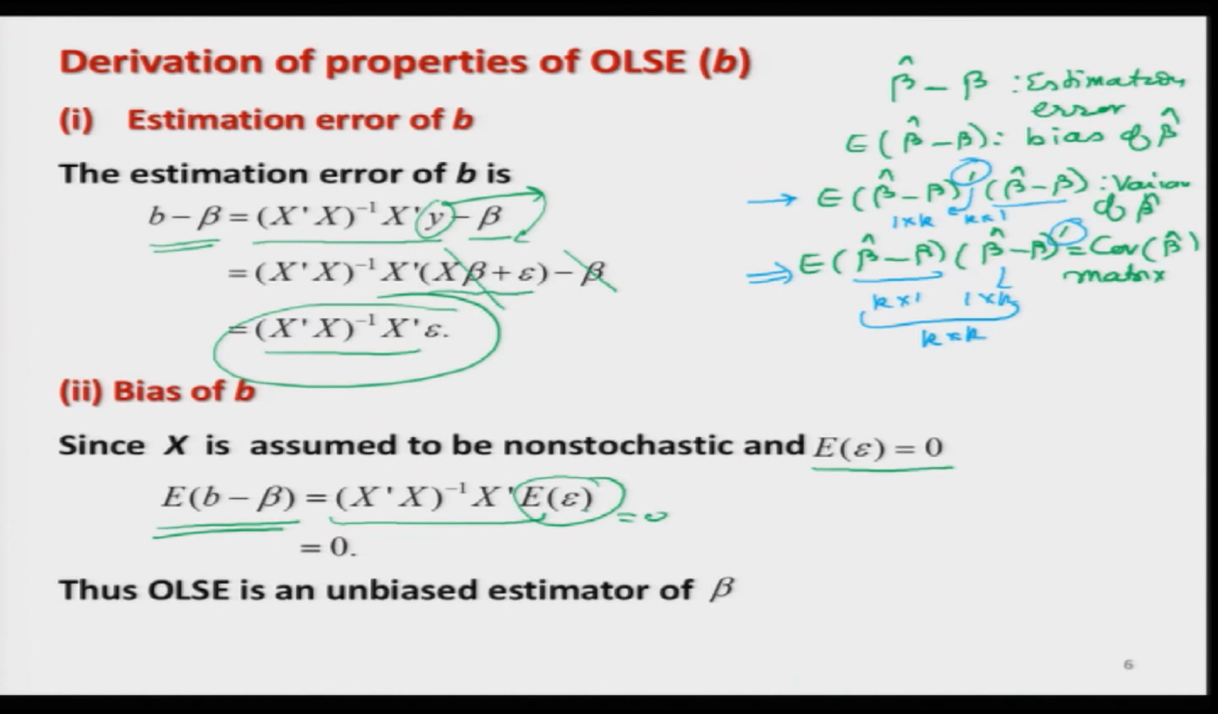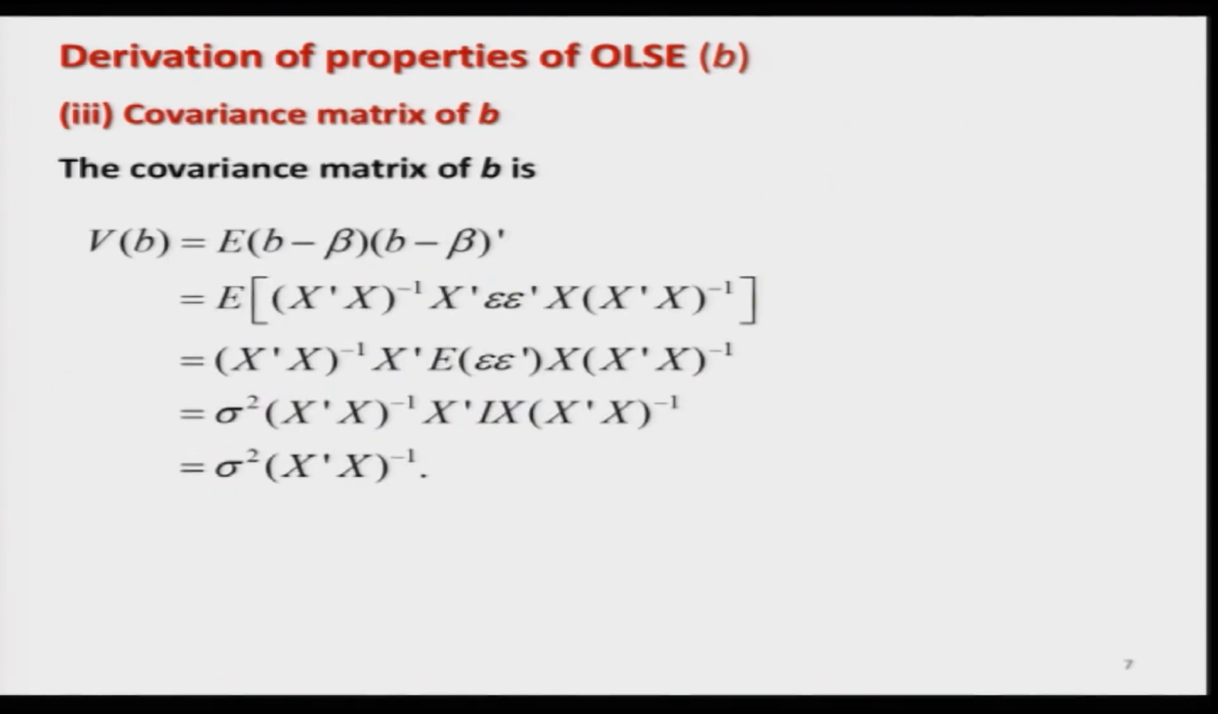So, that means the expected value of b minus beta is 0. This implies the expected value of b is equal to beta, and hence the ordinary least squares estimator is an unbiased estimator of the unknown parameter vector beta.